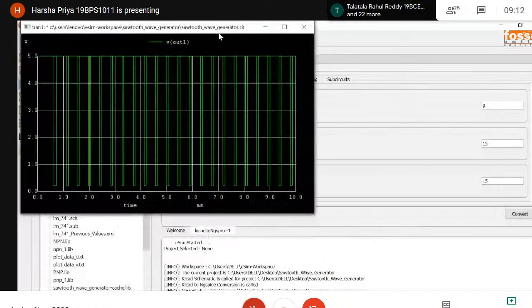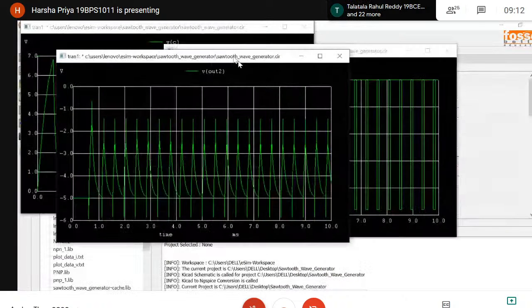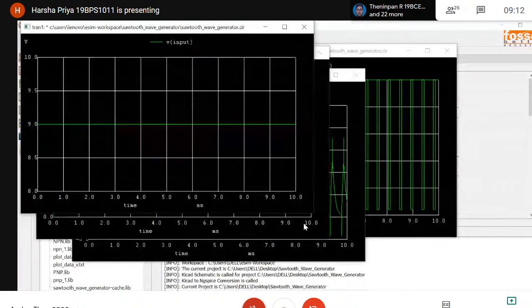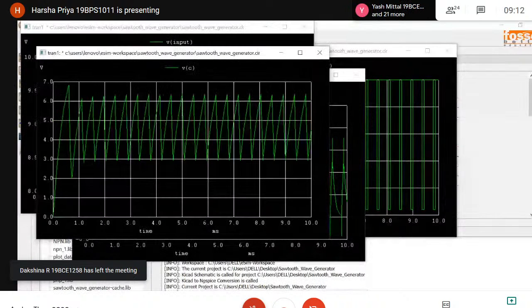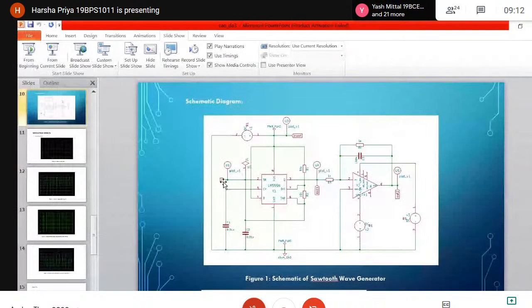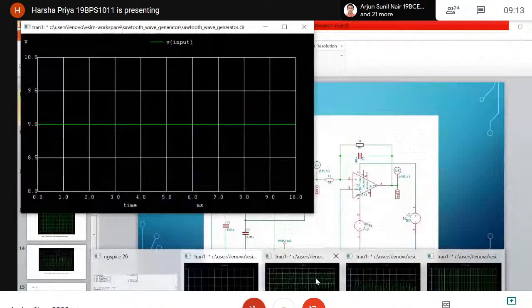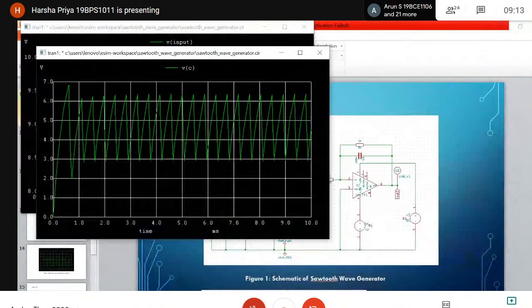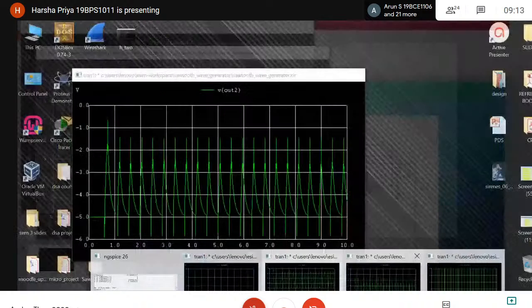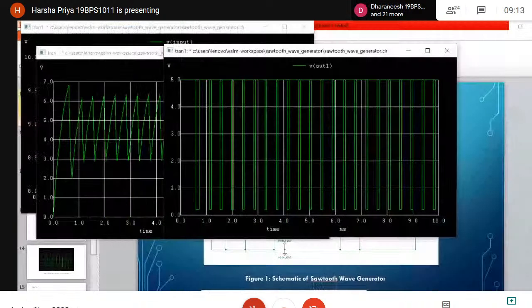So as you can see, we get the waves. This is the input wave. This is the wave at pin C, the label C, which is the trigger pin of the IC. And then this is output 1, which is the square wave output we should get. And output 2, where we should get the final sawtooth wave. So this is the input. This is the trigger pin. This is the square wave. And the final, which we should be getting.